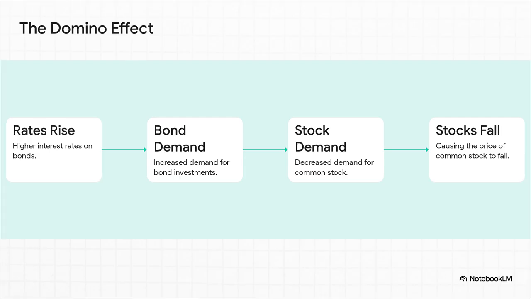Step 3. Capital is finite, right? If investors are pouring their money into newly attractive bonds, that demand gets sucked directly out of the equity market. And step 4, basic supply and demand takes the wheel. When the demand for common stock decreases, stock prices fall. This right here is exactly why equity investors monitor bond yields relentlessly.